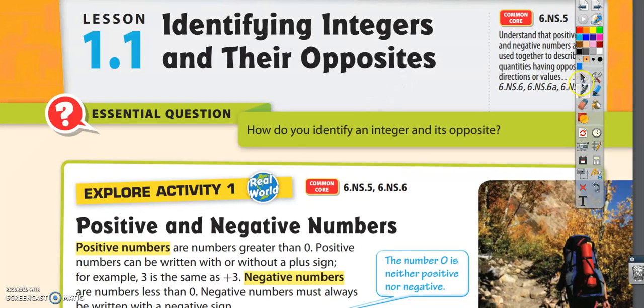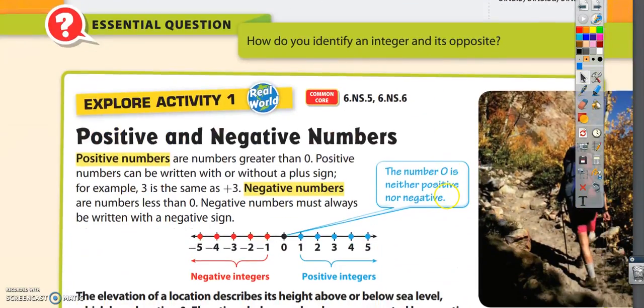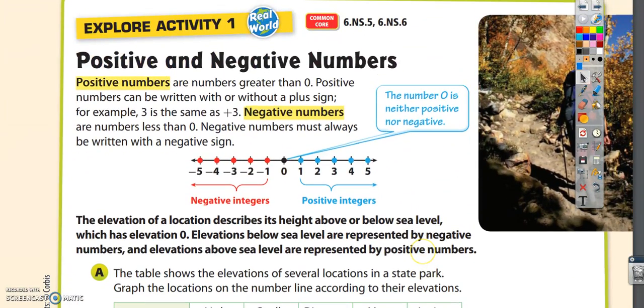Okay, so I'm going to go ahead to the essential question: how do you identify an integer and its opposite? And it's an explore activity one, which really implies that you're expected to try this on your own. But I'll read it with you. Positive and negative numbers. Positive numbers are numbers greater than 0. Positive numbers can be written with or without a plus sign. For example, 3 is the same as positive 3. Negative numbers are numbers that are less than 0. Negative numbers must always be written with a negative sign.